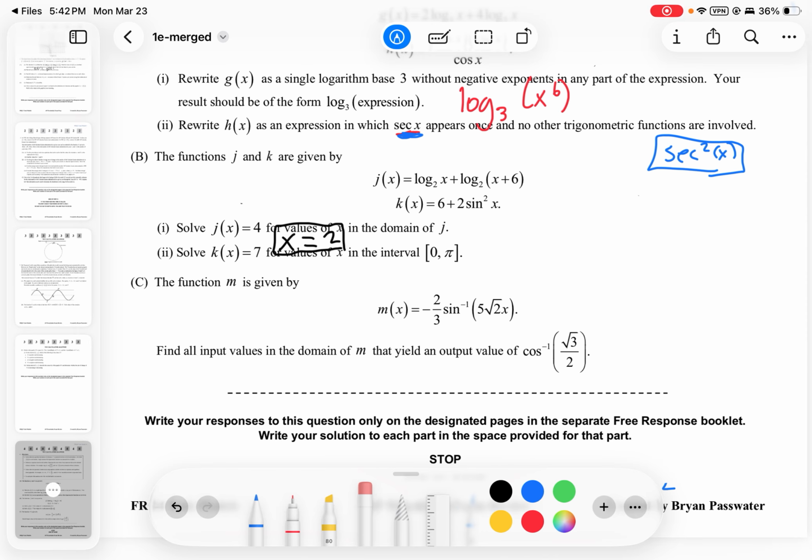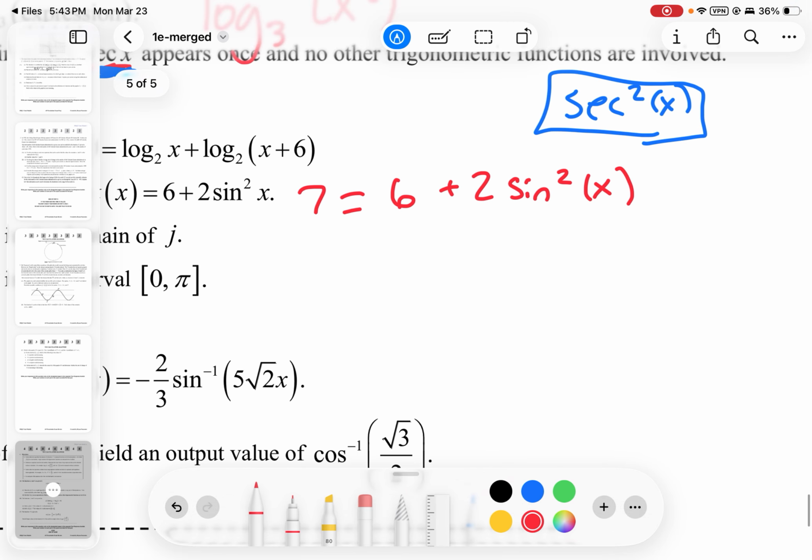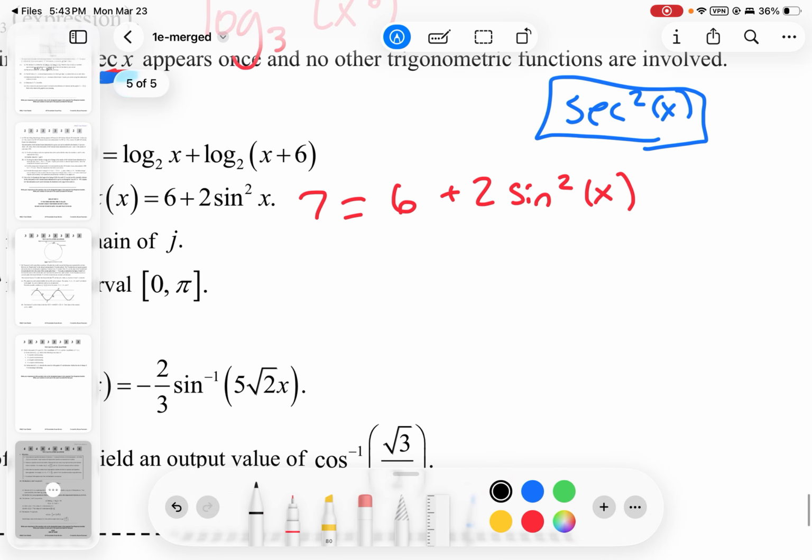I'll use red. 7 equals 6 plus 2 sine squared of x. I'm just going to solve for sine squared of x. Minus 6 from each side, I get 1 equals 2 sine squared of x. Divide by 2, we get 1/2 equals sine squared of x.